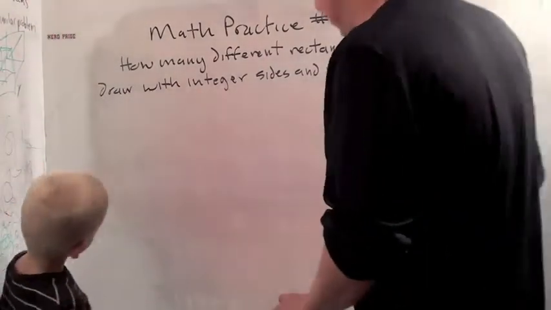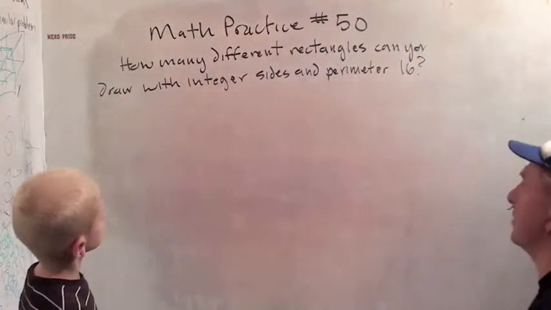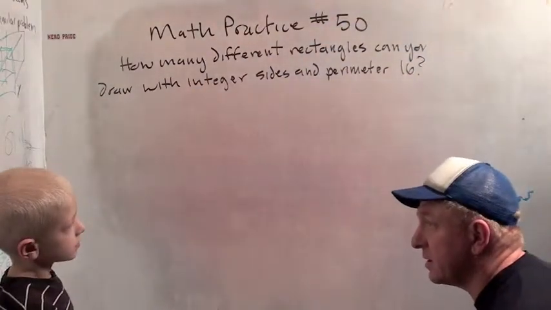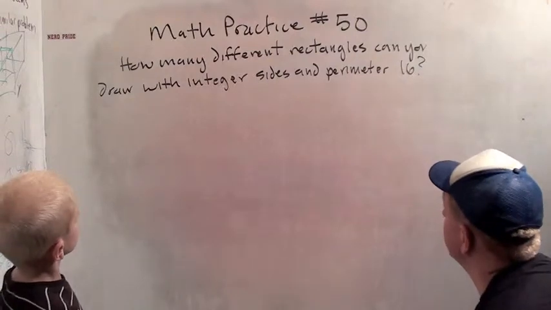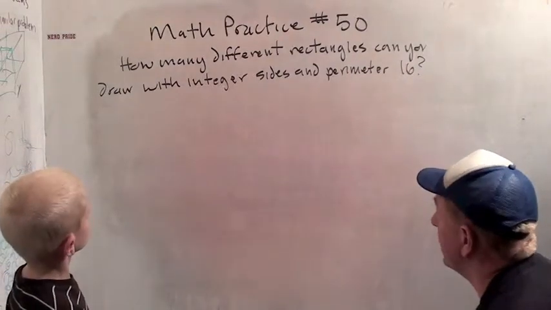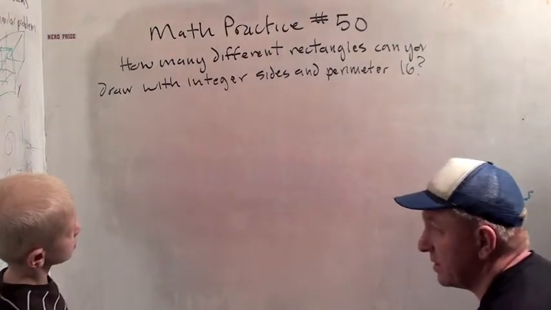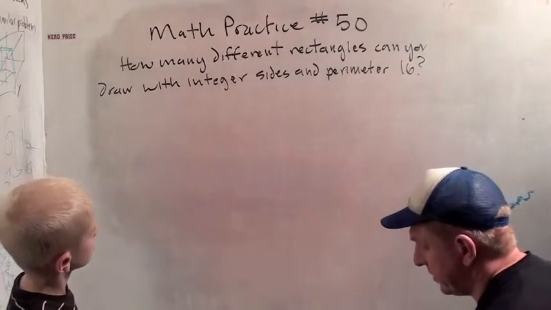Math Practice number 50. This is a neat problem we saw in your Beast Academy book today. We thought we'd take a look at it. Question is, how many different rectangles can you draw that have integer sides and a perimeter of 16?